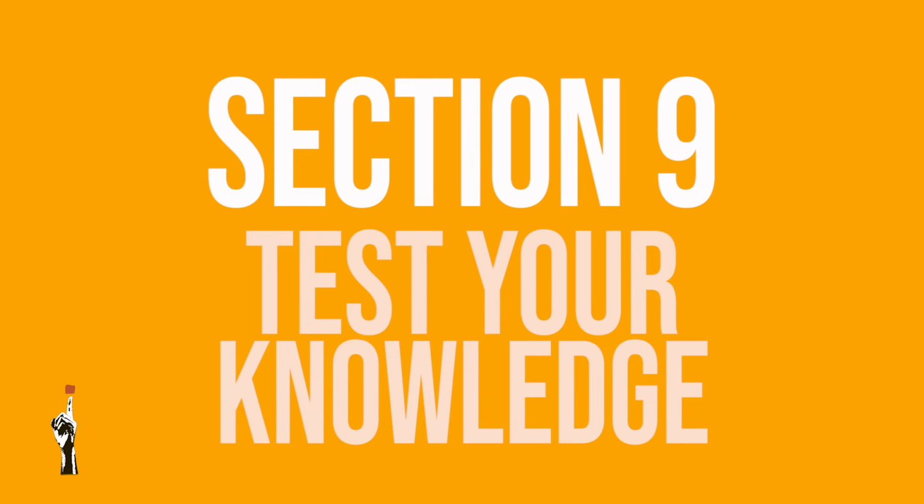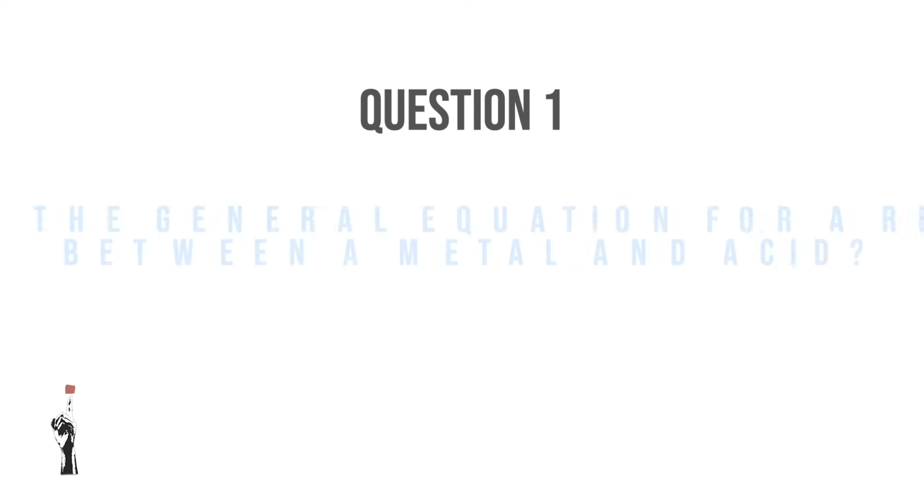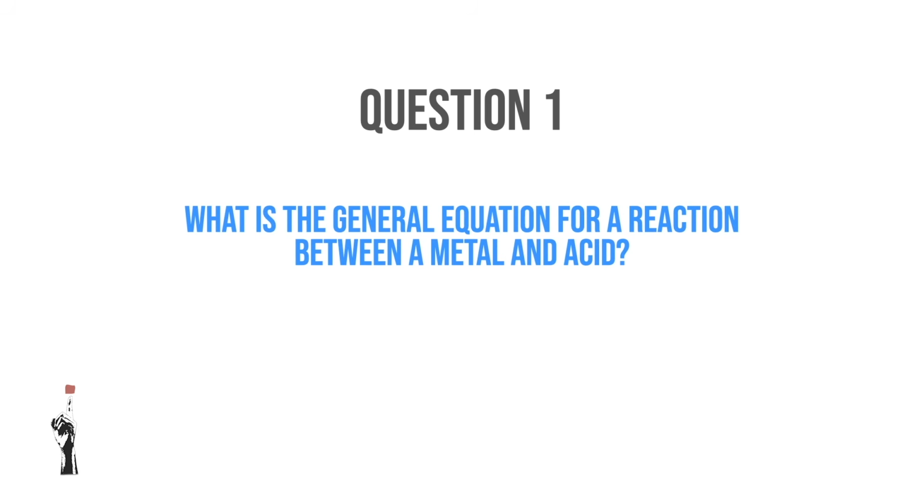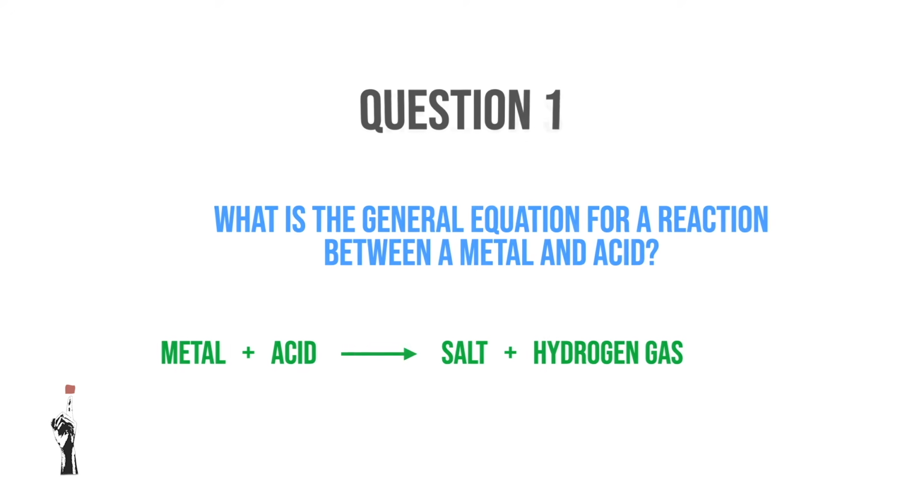Test your knowledge by completing the following questions. If you struggle, redo this lesson and take notes. Can you recall what is the general equation for a reaction between an acid and a metal? When a metal reacts with an acid, the products that follow are a salt and hydrogen gas.